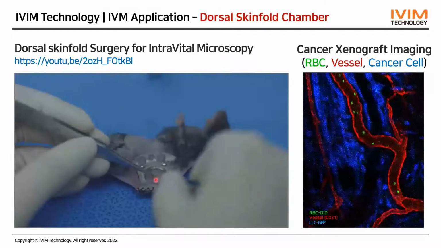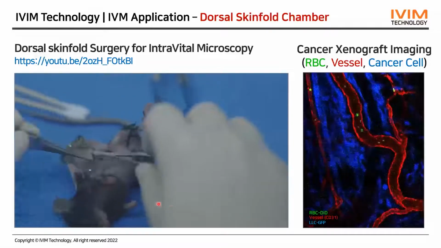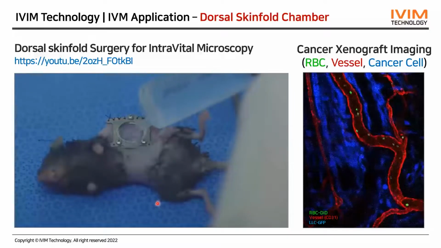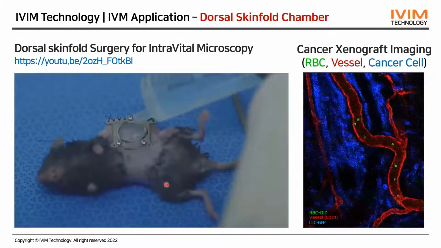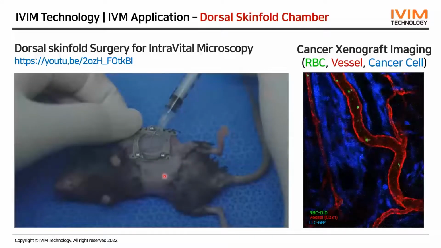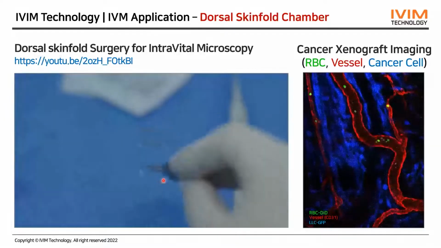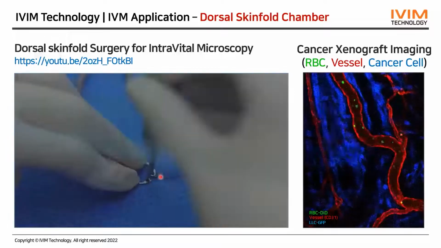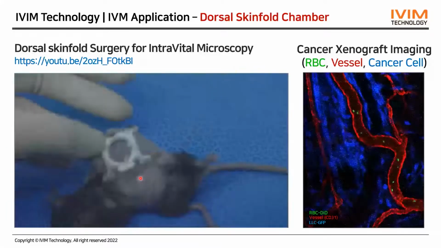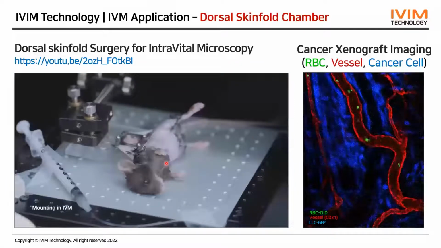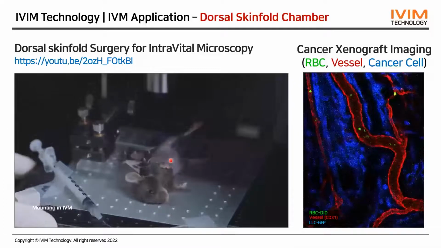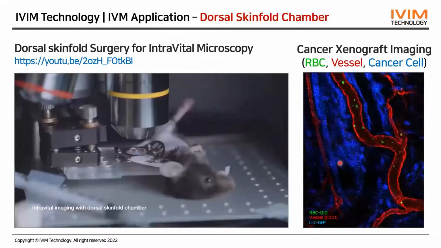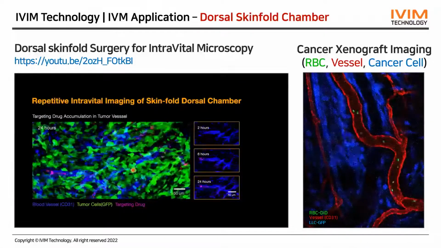And then we remove one side of the skin tissue and subcutaneously inject the tumor cells into the other side of the skin tissue. Inject the tumor cells like this, cover with the cover slip, and fix it. Then we mount it with the window holder on the stage. When we visualize it, we can finally perform repetitive in vivo imaging of tumor development and in vivo analysis of the target drug delivery in the tumor tissue.